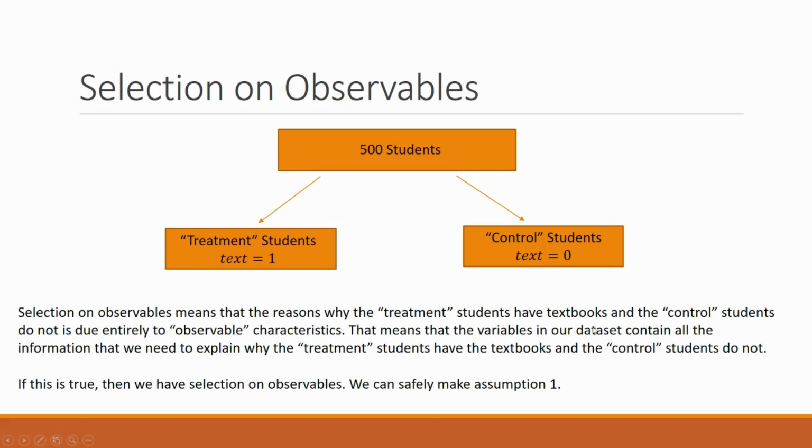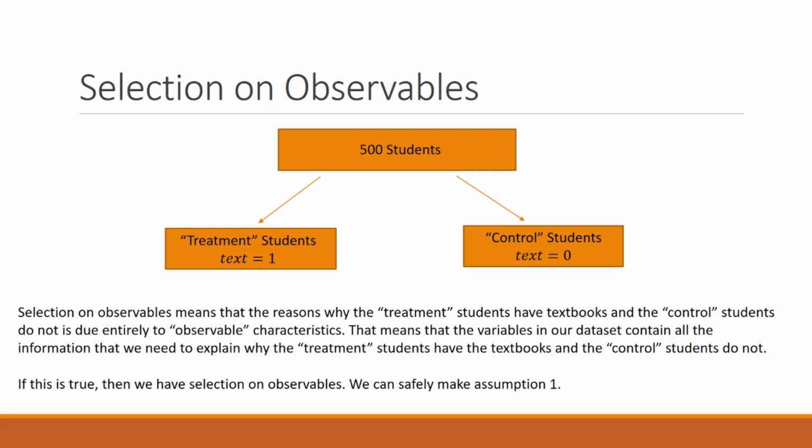That means that the variables in our data set contain all the information that we need to explain why the treatment students have the textbooks and the control students do not have the textbooks. That's selection on observables. That means that we have the data that explains why some students have the textbooks and other students don't. If we have variables in our data set that will explain why some students have the textbooks and some students don't, then we can say we have selection on observables.